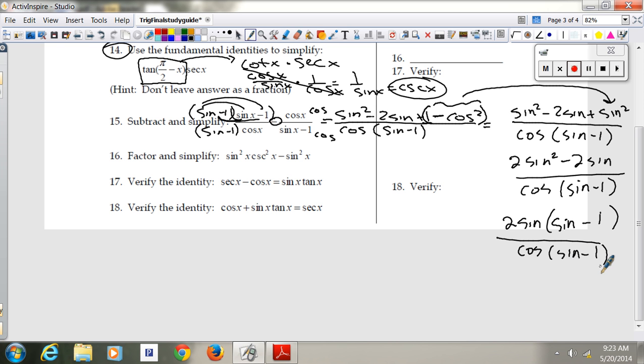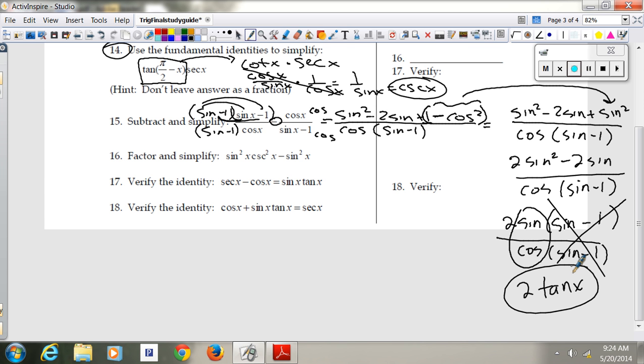Do you see what we can cross out now? Sine minus 1s will now cross out. Do you know what sine over cosine actually is? Tangent. So really, your final answer is just 2 tangents. So that would be completely simplified as far as you could to get to 2 tangents. So that was number 15.